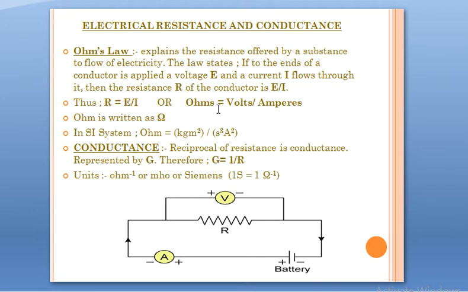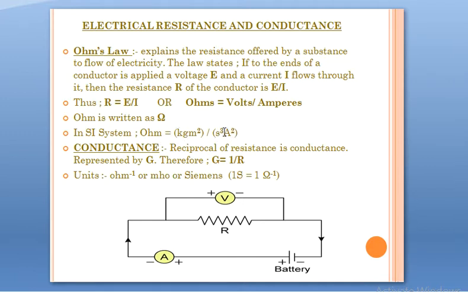In terms of units, we already know that voltage is taken in volts and current is taken in amperes. Therefore, the ratio between volts and amperes is a quantity known as ohm. Since this is Ohm's law, the quantity is known as ohm. This ohm is denoted by this symbol. It's a Greek symbol, I think. And if we have to decide the units in the SI system, ohm is equal to this whole entity.